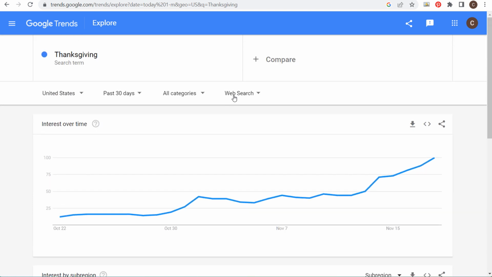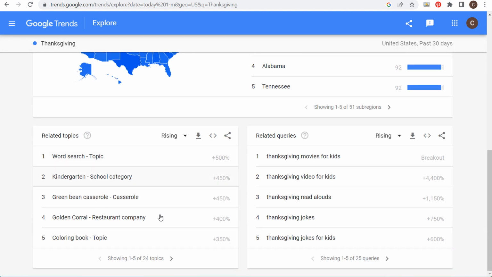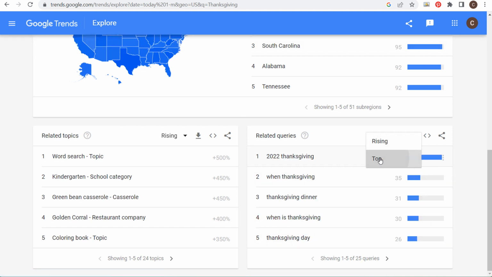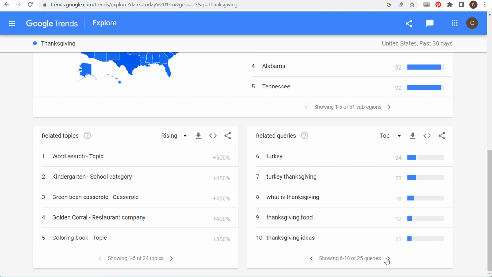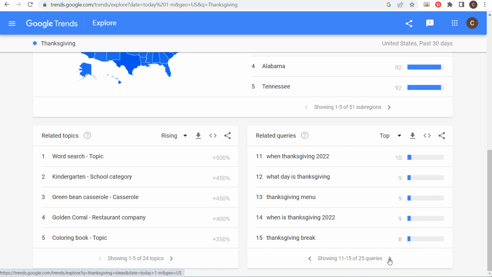So you can see from web search the different things that people are looking up, the rising things people are looking up: movies, videos, read alouds, jokes for kids. If we're looking at the top searches, when is Thanksgiving, Thanksgiving Day, 2022 Thanksgiving, these are all pretty much geared towards the actual Thanksgiving date. Turkey, what is Thanksgiving, Thanksgiving food. So you can see some of these different categories of what people are looking up.